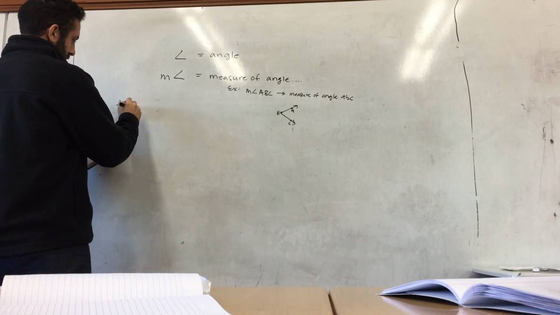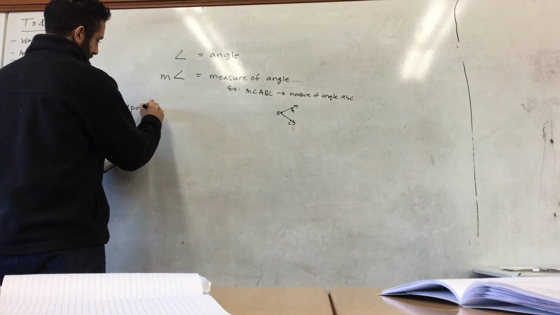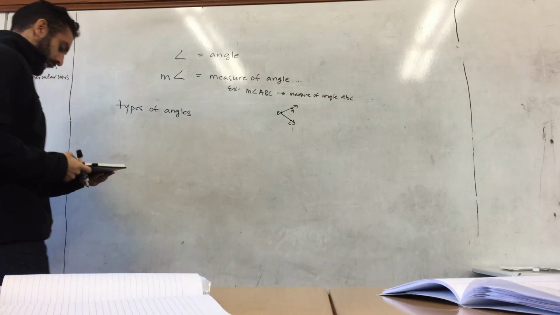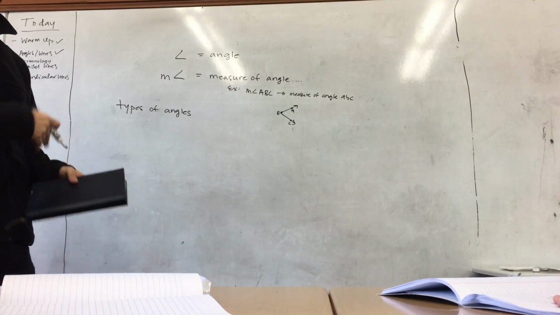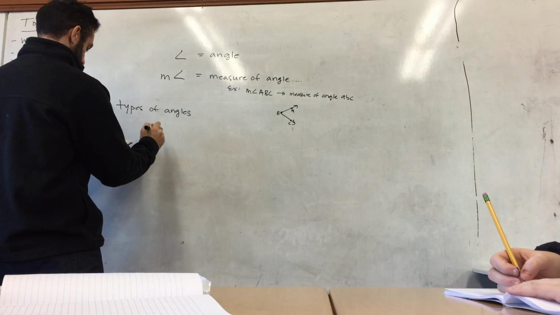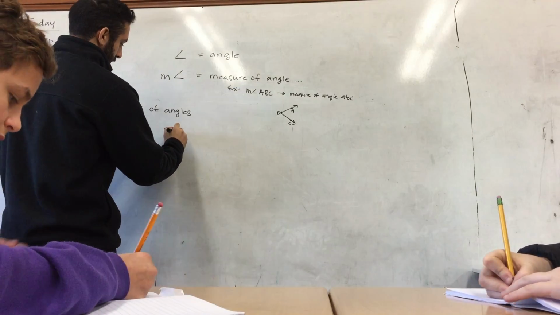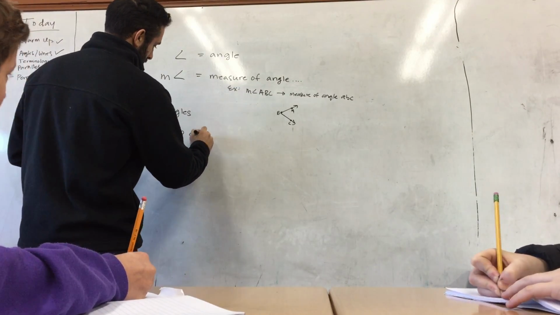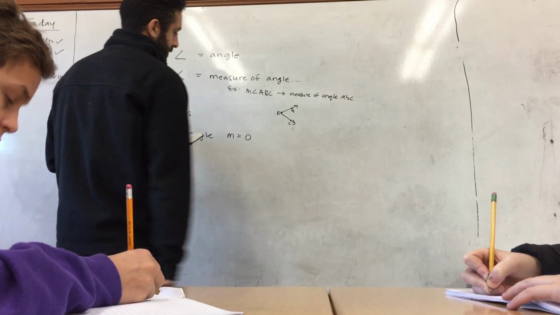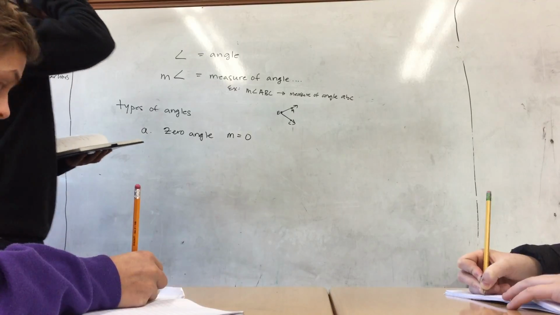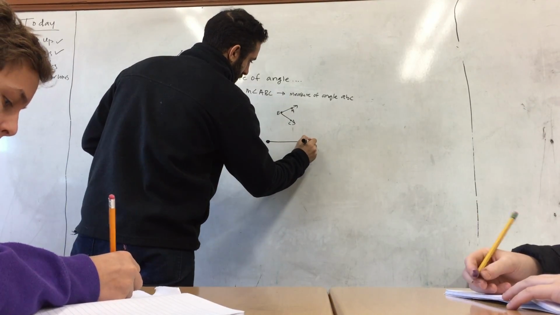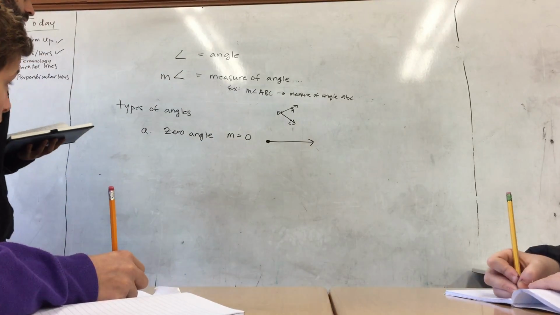Okay, now I'm going to talk about types of angles. You'll see a couple of questions like this that I asked on the homework. Here is a property of an angle. What kind of angle is it? Alright, the first one is a zero angle, and the measure equals 0. We can draw it like this. There's no angle.